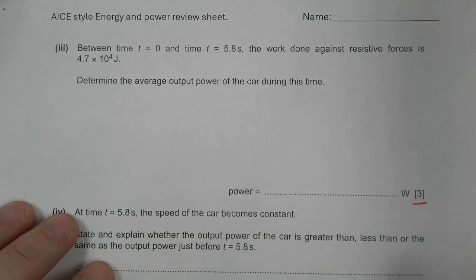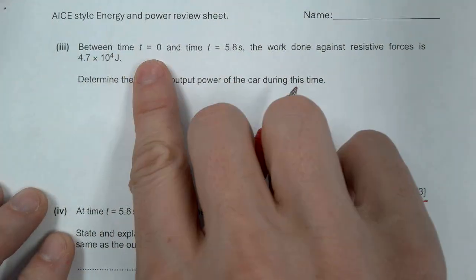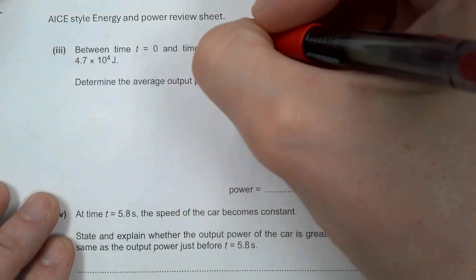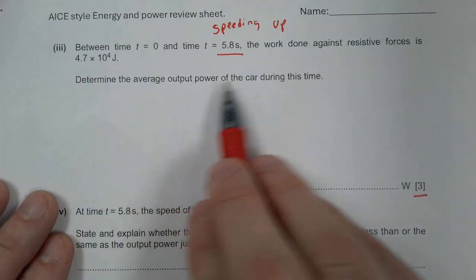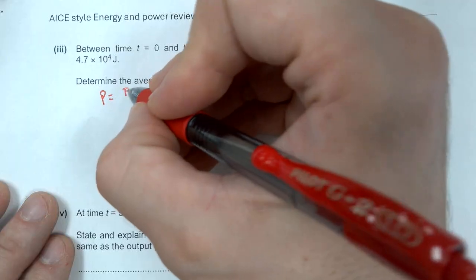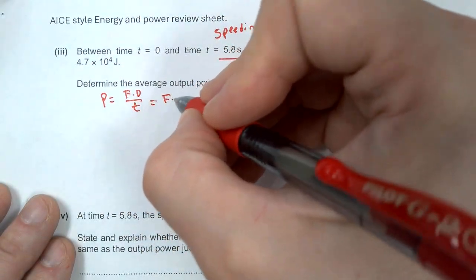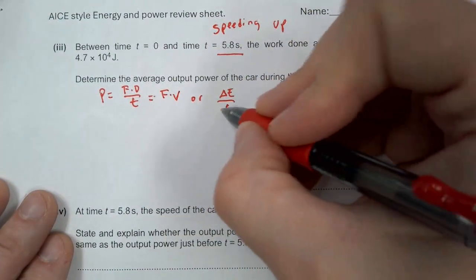And then another three-pointer. This three-pointer is not hard mathematically. It is hard in terms of physics. So it says between the time of 0 and 5.8, we were speeding up. It wants to know the average power output during this period of time. Power is either equal to force times distance divided by time, or force times velocity, or it could be change in energy divided by time.